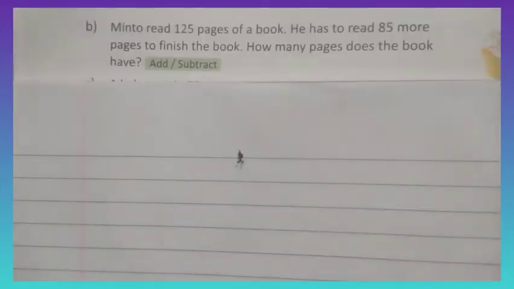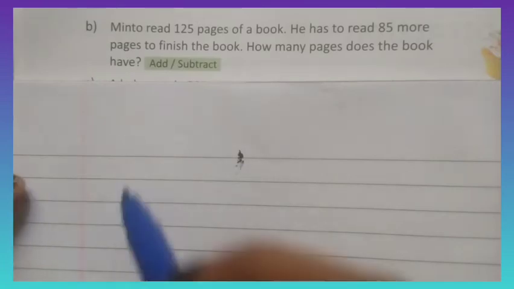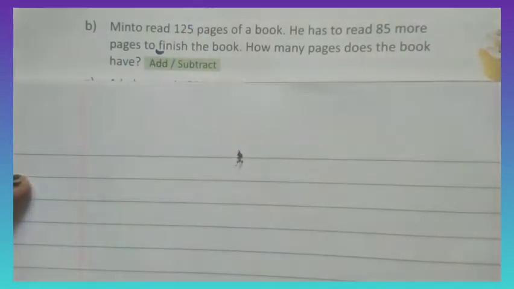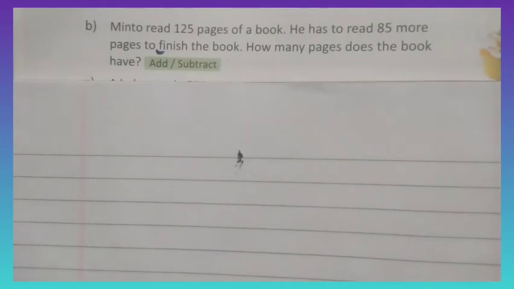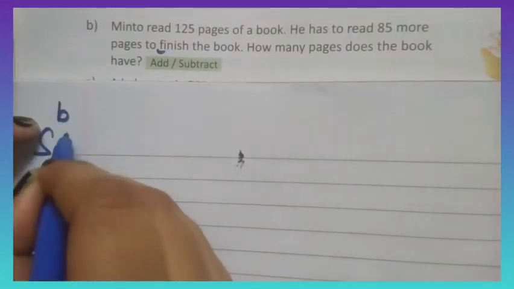Now look at B question. Mintu read 125 pages of a book. He has to read 85 more pages to finish the book. How many pages does the book have? Means here we have to do addition, because already he read 125 pages. Again he has to read 85. Total pages means addition. Okay. Now look at B solution.